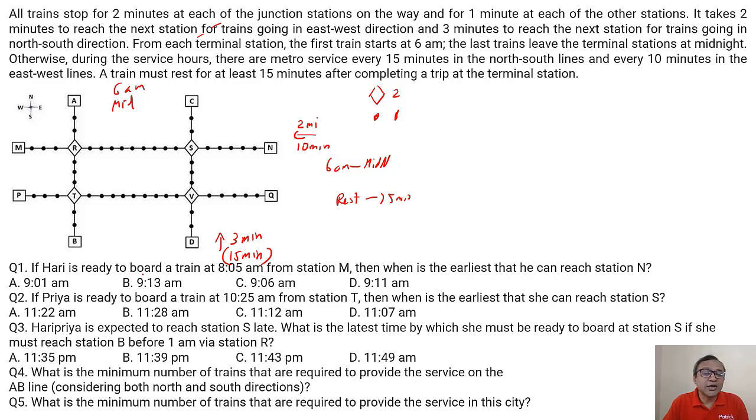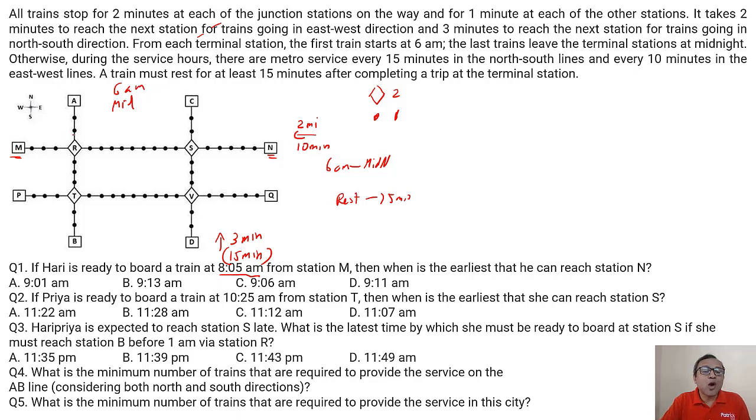Let's start. If Hari is ready to board the train at 8:05 a.m. from station M, I'm going from station M and I want to reach station N. Now try to look at data which can be used again and again. Normally, when traveling from one node to a second node, you may reuse data. So we calculate from one node to a second node.